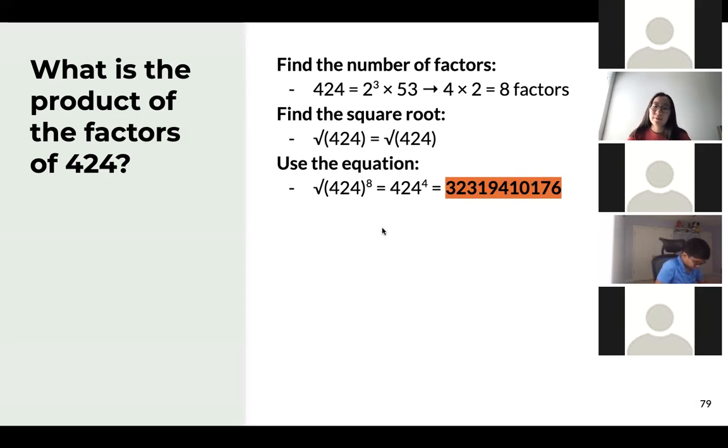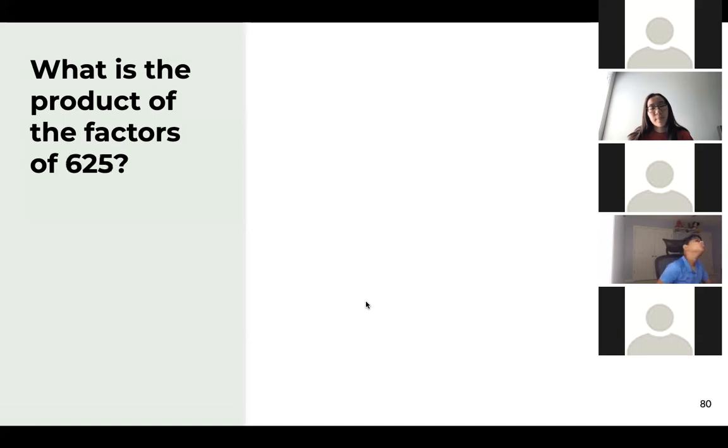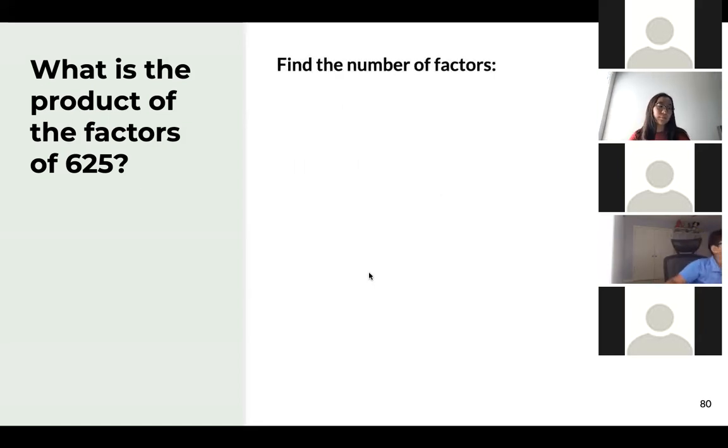So hopefully you all know how to use the square root function on your calculator. If you don't, feel free to ask. Okay, so now go ahead and try 625. Find the number of factors and then use the equation to find the product of the factors.